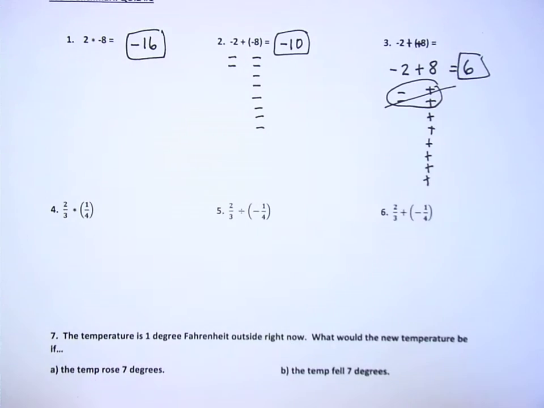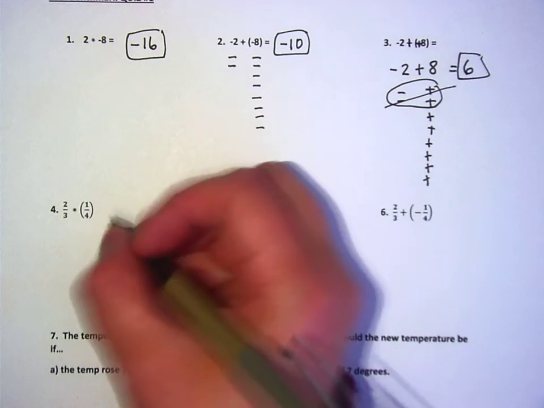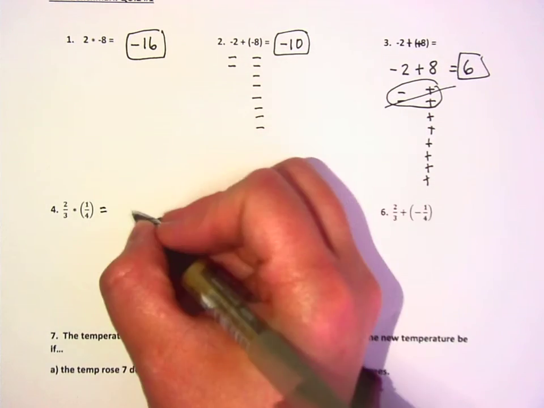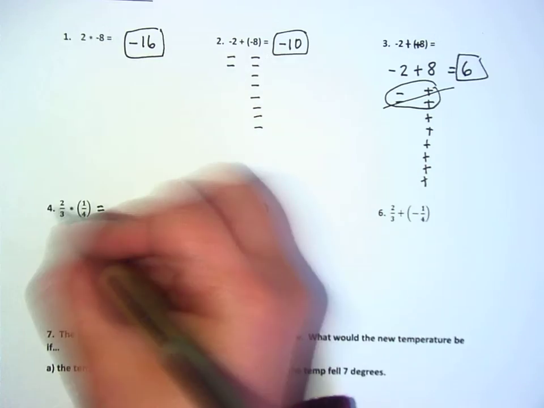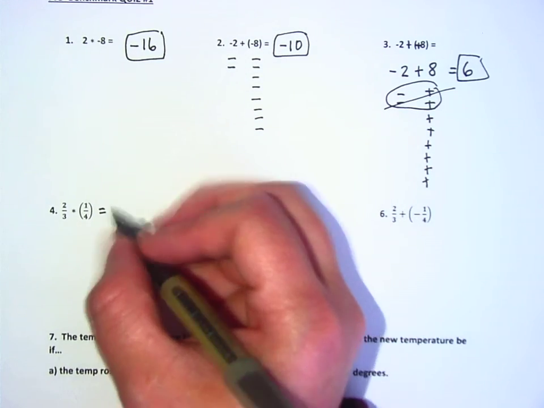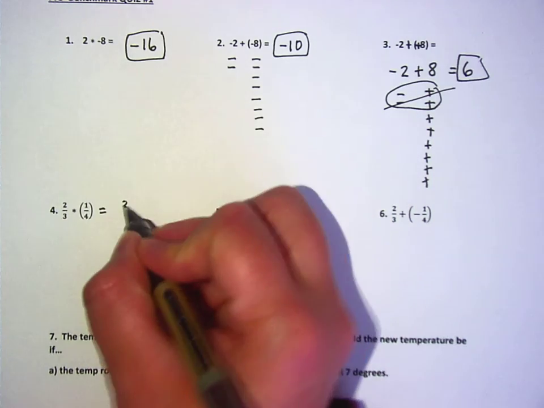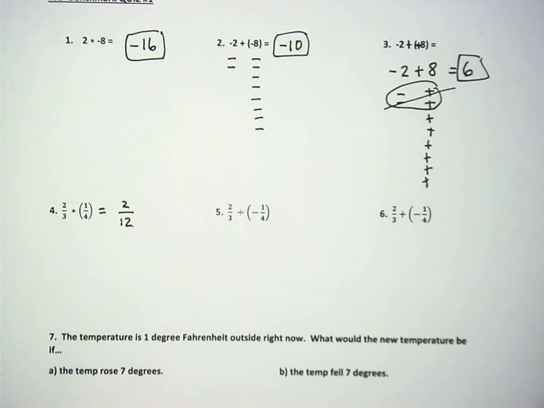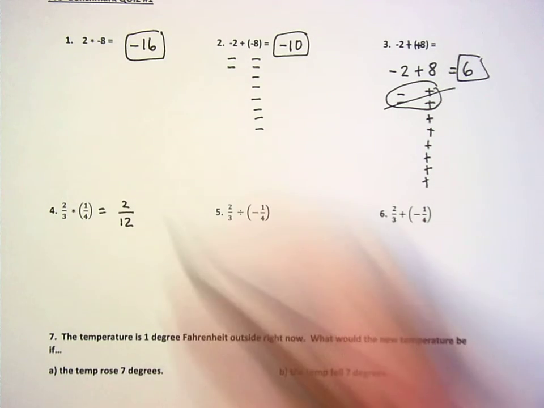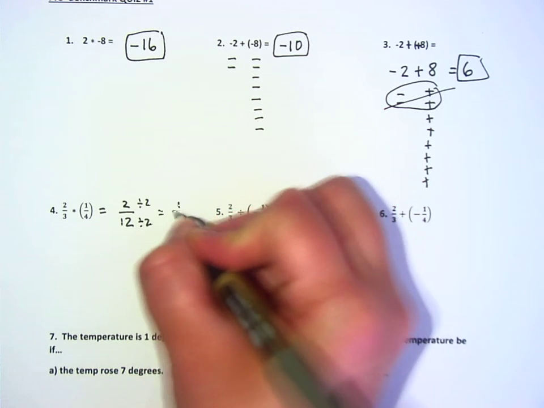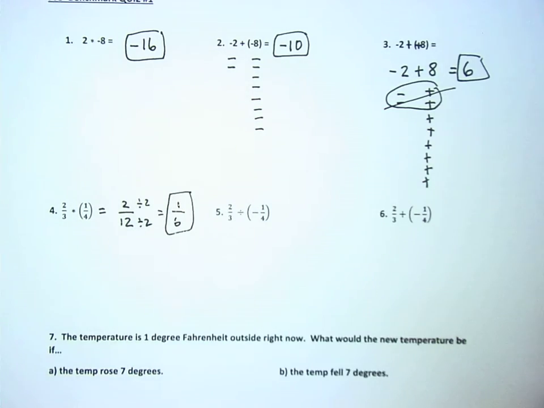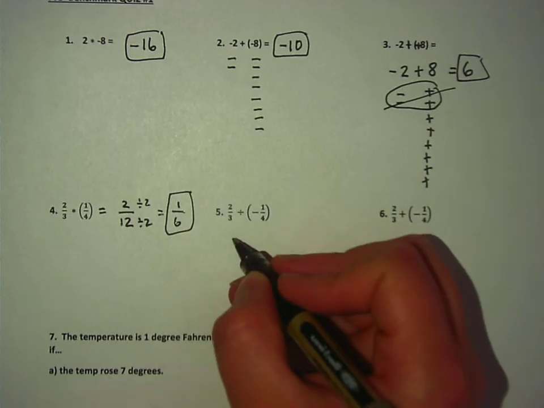All right. How do we multiply fractions again? Just multiply across, okay? So I'm going to multiply across. That is 2/12. And yes, you do have to reduce. So what can we take out of the top and the bottom? Yeah. 2. If I divide by 2 on the top and the bottom, I end up with 1/6 is my final answer.